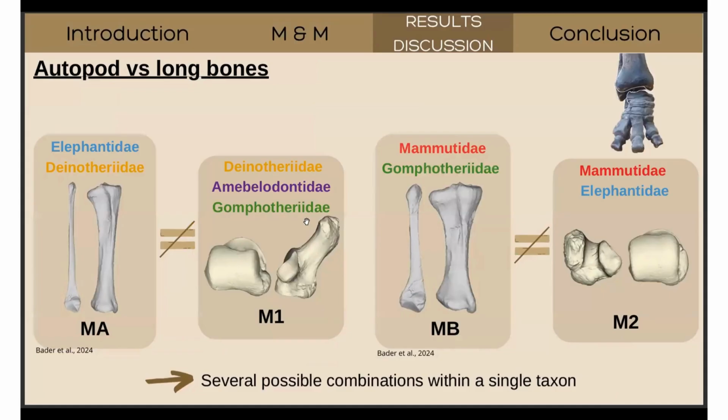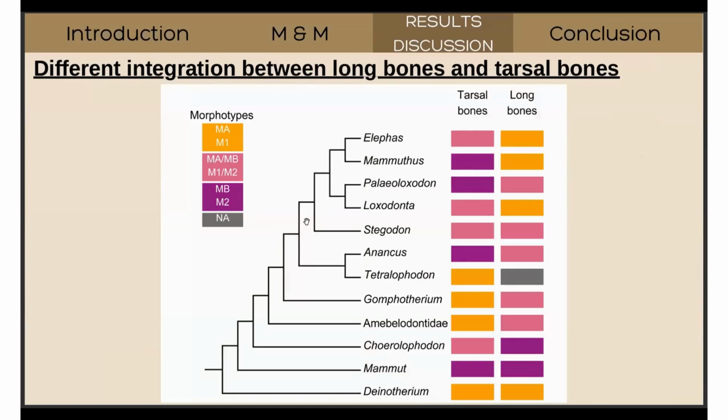And finally, I compared the results between the long bones and the tarsal bones. For both, we identified two main morphotypes, so we could think that they would be represented by the same groups of taxa, which is not the case here. There are several combinations between the long bones and tarsal bones within a single taxon. So we have different patterns that do not match the phylogeny, which could reflect different weight-bearing strategies, different locomotion, a different way to have the same locomotion, or a mixture of everything.